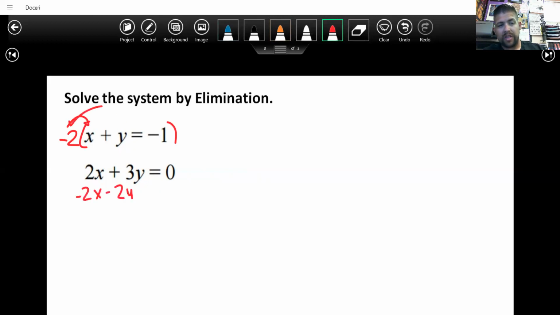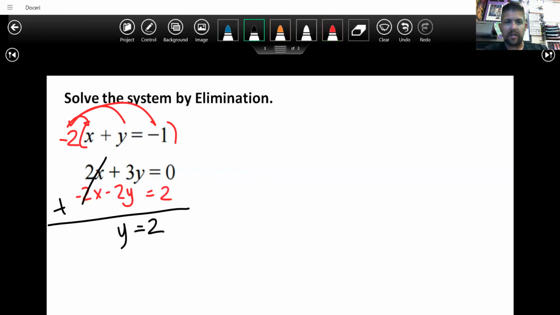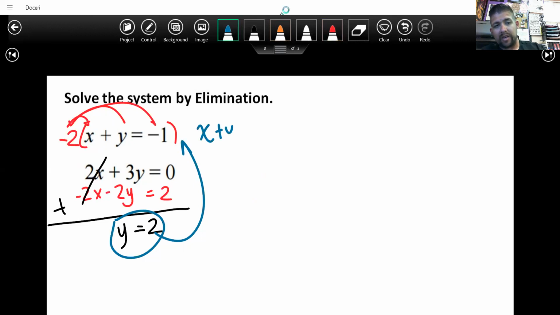So I'm going to distribute these to each of my terms, is equal to -2. I'm forcing them to be opposite, so I'm going to add them. These are going to cancel. I'm going to be left with y is equal to 2. So look how nice that comes out. I'm not done yet. I've got to take my value and plug it into the one on top. It's just easier for me to do. I'm going to get x plus y is equal to -1.